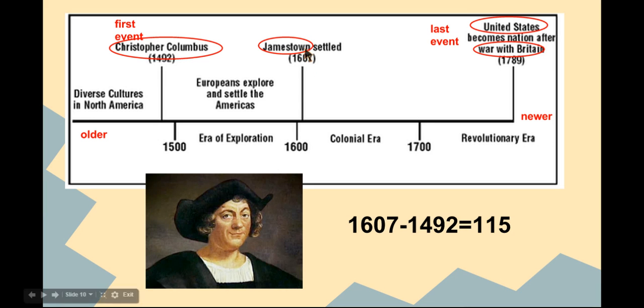Now, Jamestown was settled in 1607, so that's my newest date, so that's going to come first. Christopher Columbus is my oldest date, 1492, so that's my second number. 1607 take away 1492 equals 115. So 115 years passed between Christopher Columbus arriving in America and the settling of Jamestown.